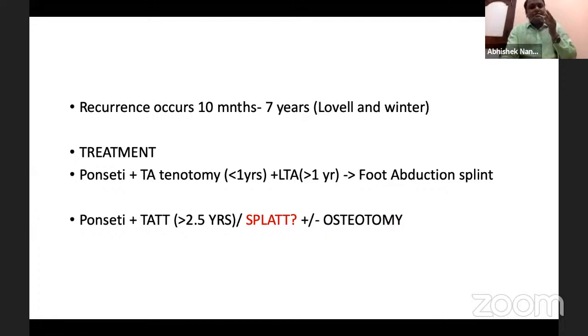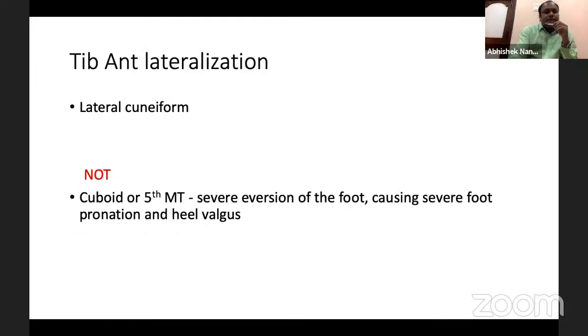Choice of splint, again, is varied. If it is above 2.5 years, we can add a transfer. Now, whether to do a split transfer or a complete transfer, that is again a controversy. In our center, we generally reserve the split transfer for the cerebral palsy patient, and we do a complete transfer of the tibialis anterior for the CTEV patients. For the lateralization, we generally transfer to the lateral cuneiform. Generally, cuboid or fifth metatarsal should be avoided because it may cause excessive eversion.